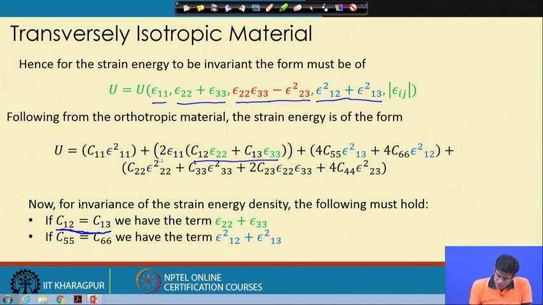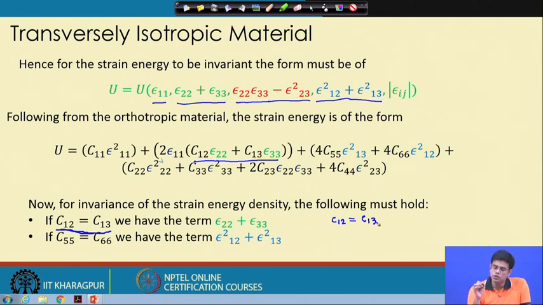So, this is one condition. The first thing we have understood is that C12 equals C13. If you remember the constitutive equation of the orthotropic material, in the case of an orthotropic material, C12 and C13 are not the same.